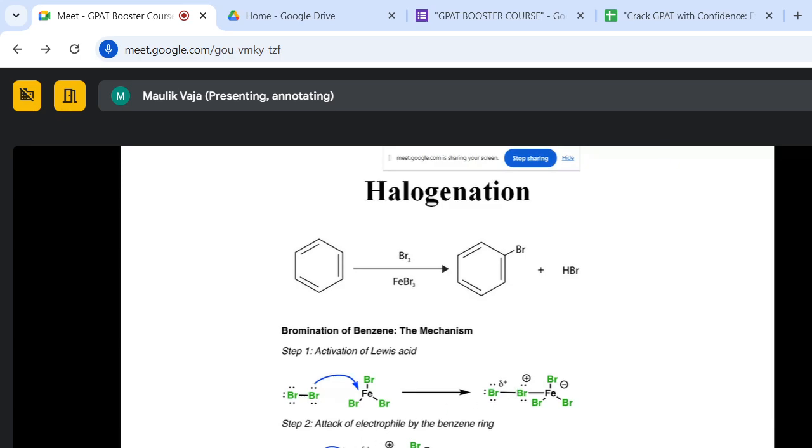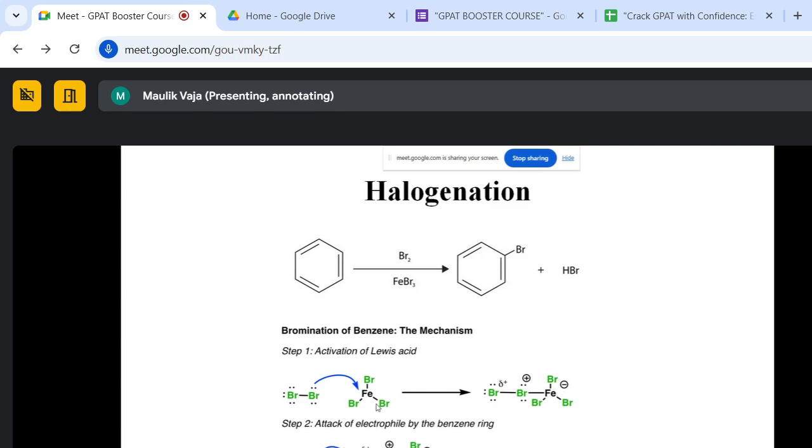Okay, this electrophile reacts with the benzene ring and generates an arenium ion. The arenium ion is formed, and in the last step, loss of a proton regenerates the aromatic ring, and here FeBr3 is also regenerated. This regenerated FeBr3 is used for another reaction. So FeBr3 is used as a catalyst.